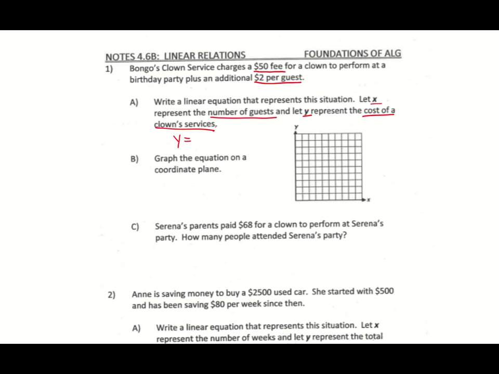Now to find the rest of our equation, we have to use our information above. So we know that it's going to be a charge of $50. So that's going to be 50. And then it is also plus $2 per guest. So if x is our number of guests and it's $2 per guest, that is going to be 2x. $2 times the number of guests. So there we have our equation.